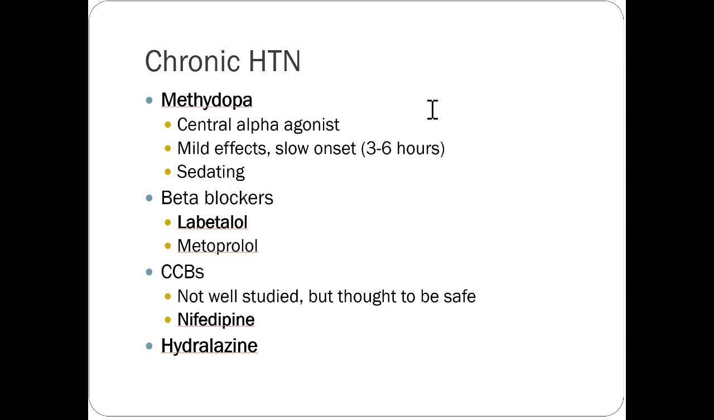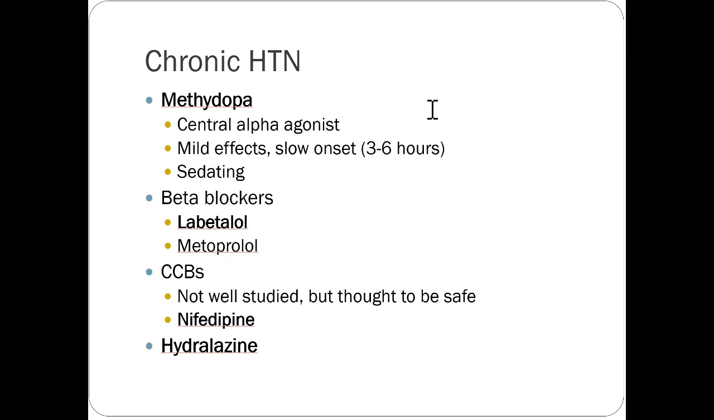All right, for chronic patients, just to review this quickly: methyldopa is not the most common one used anymore, but it's an option. It's probably the weakest potency antihypertensive on this list. Beta blockers, labetalol's got a lot of good data again. It works great for the acute phase, like we talked about here, but for chronic, you can certainly use it as well. Calcium channel blockers, again, not really well studied, but nifedipine gets used all the time. It's widely thought to be quite safe in pregnancy.